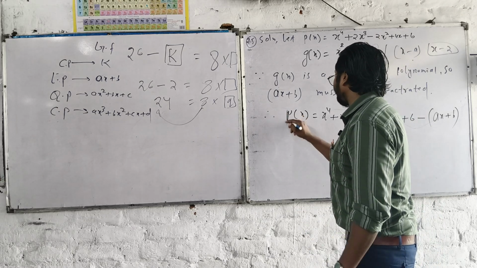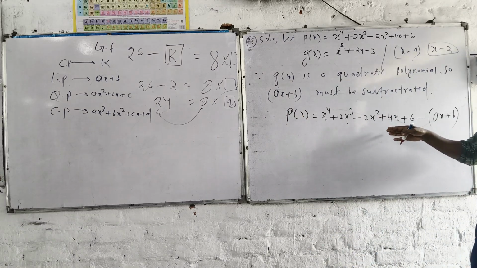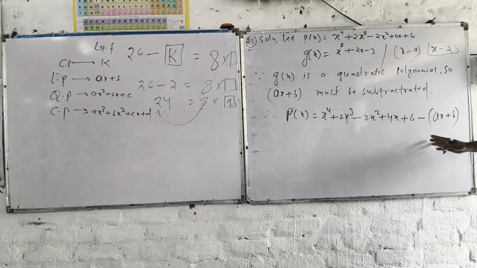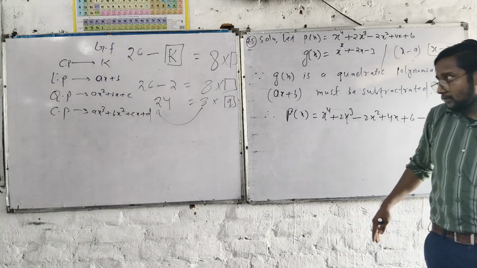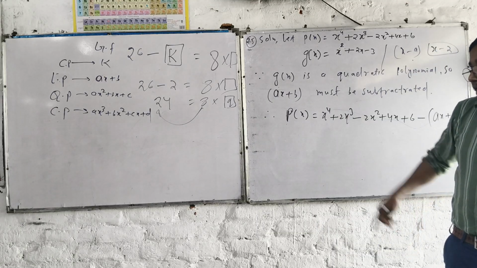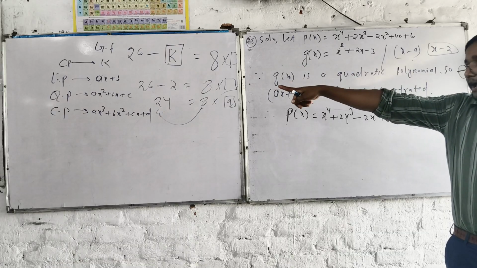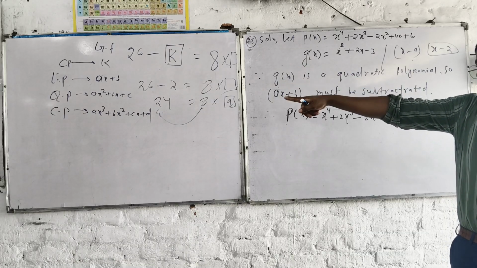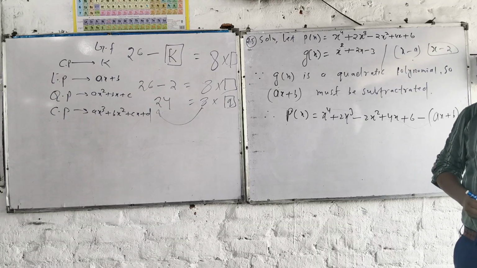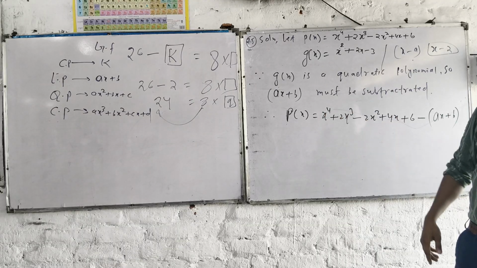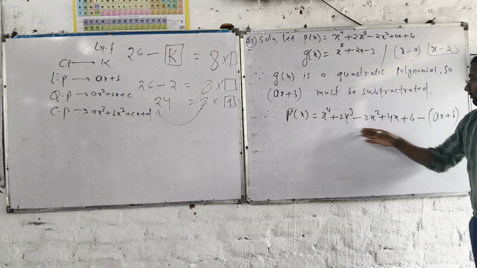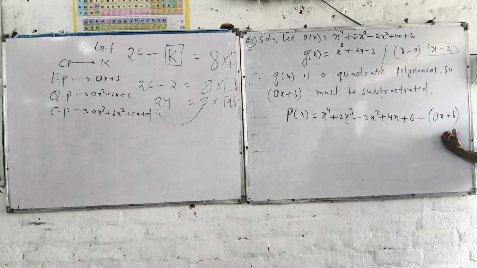Now, what must be subtracted? We don't know, right? Is there any problem? CP means constant polynomial, LP means linear polynomial, QP means quadratic polynomial. Now, what must be subtracted? We don't know, right?